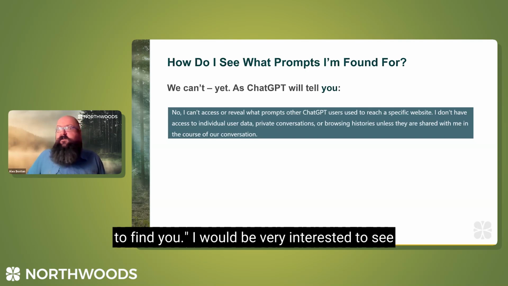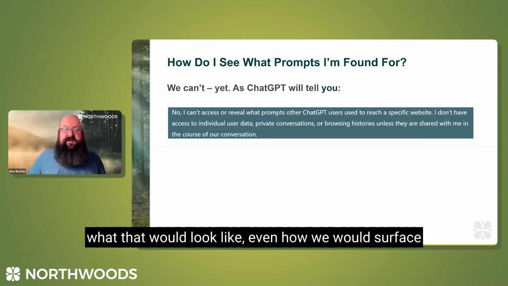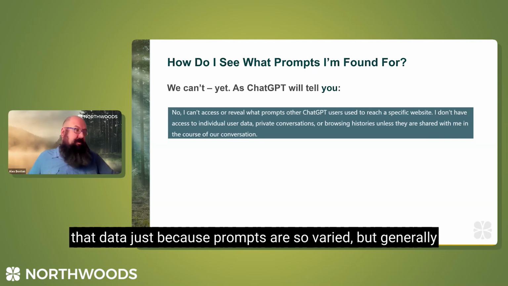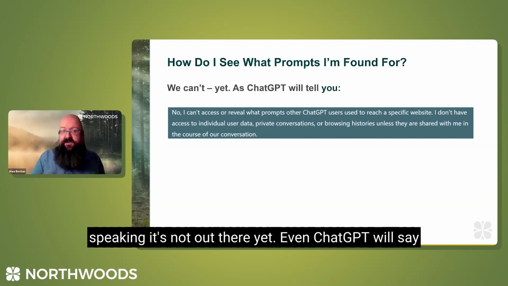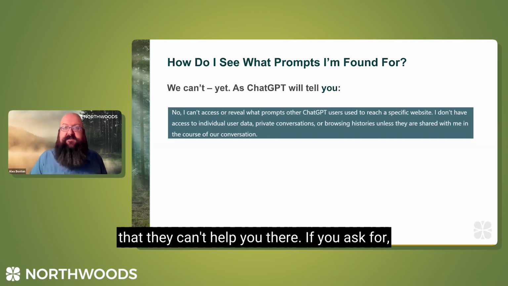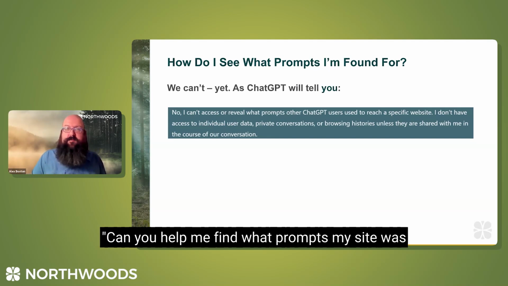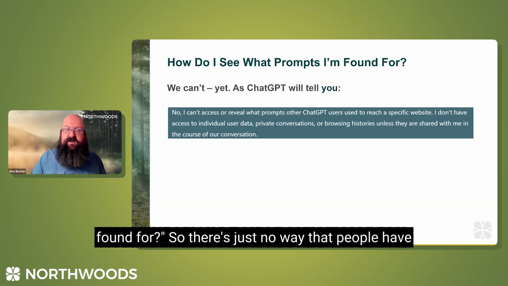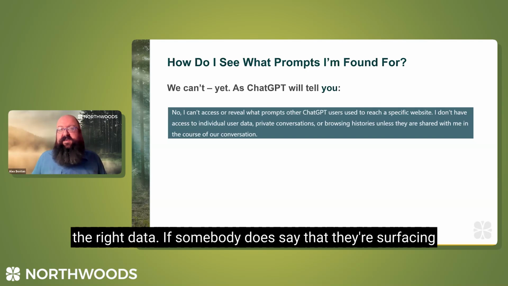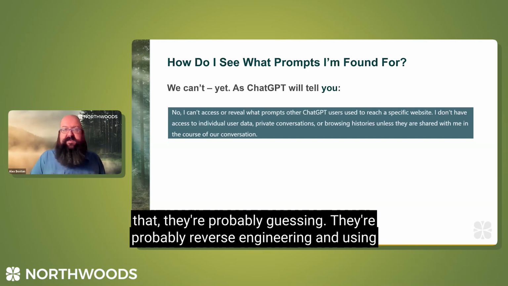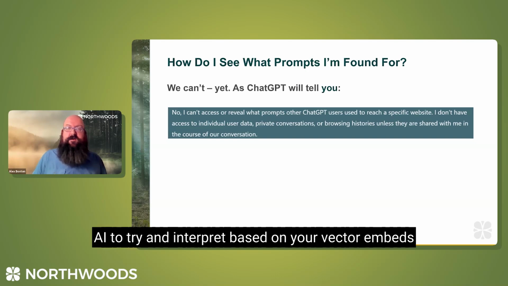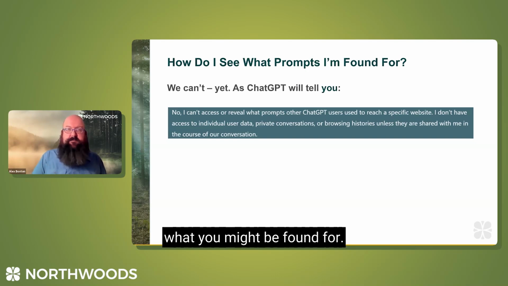I would be very interested to see what that would look like, even how we would surface that data, just because prompts are so varied. But generally speaking, it's not out there yet. Even ChatGPT will say that they can't help you there if you ask it to help you find what prompts your site was found for. So there's just no way that people have the right data. If somebody does say that they're surfacing that, they're probably guessing. They're probably reverse engineering and using AI to try and interpret, based on your vector embeds, what you might be found for.